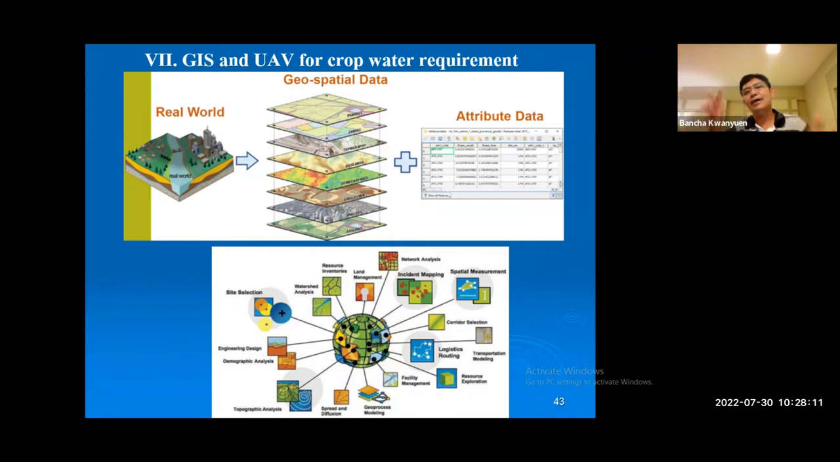These attribute data and the geospatial data combined together become what is called a GIS map, which we can use for anything. On the bottom, you can see the uses of GIS: you can use it for land management, resource allocation, engineering, and topography analysis. Anything, and the application of GIS now is huge.